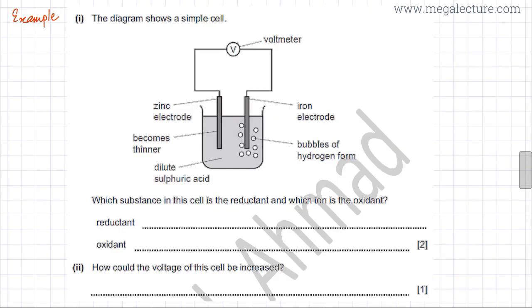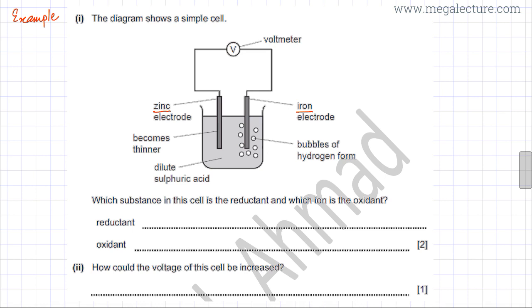Here's another example question, and this time another voltaic cell is drawn, where on one side you have a zinc electrode, and the other side has an iron electrode, and there's sulfuric acid in the solution, so there's an electrolyte present. The question states, which substance in this cell is the reductant and which ion is the oxidant? First, there is iron and zinc. You have to figure out which one is the more reactive.